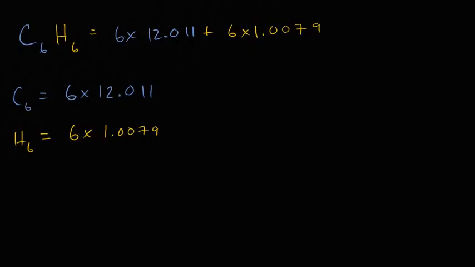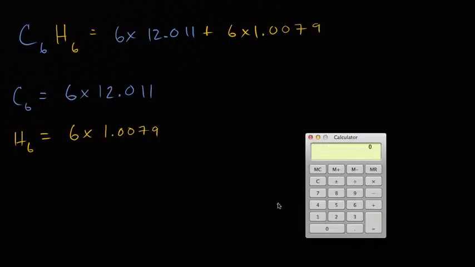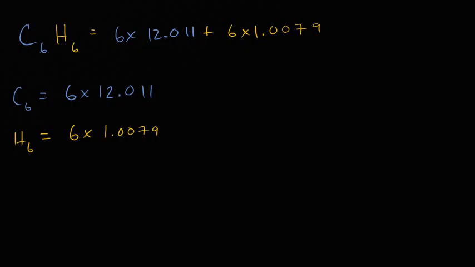And then what is that going to give us? Well, let's get a calculator out. So let me clear that. 12.011 times 6 gives us 72.066. So this right over here is 72.066. And actually, I probably could have done that in my head.